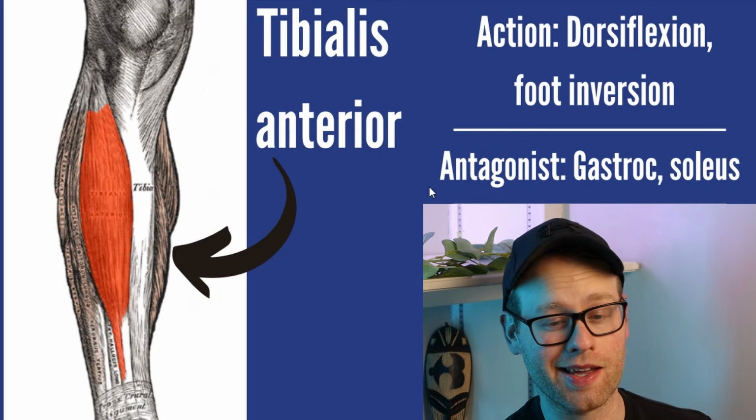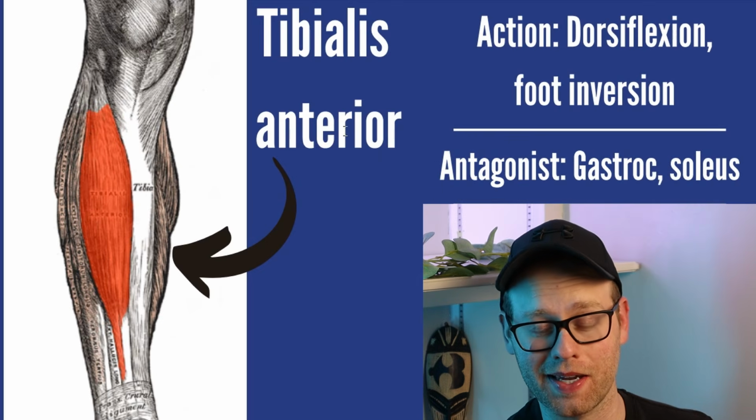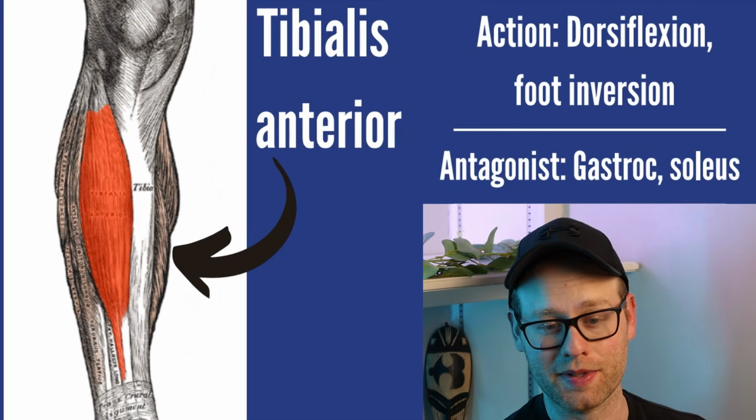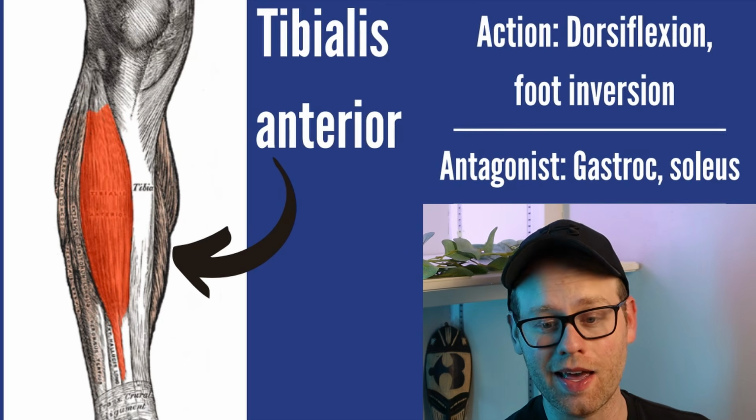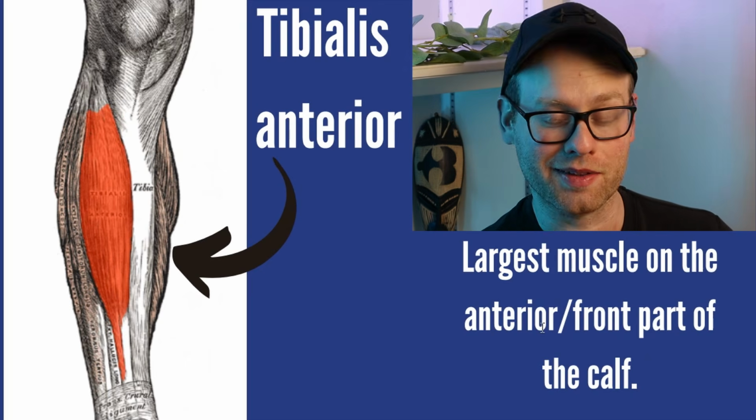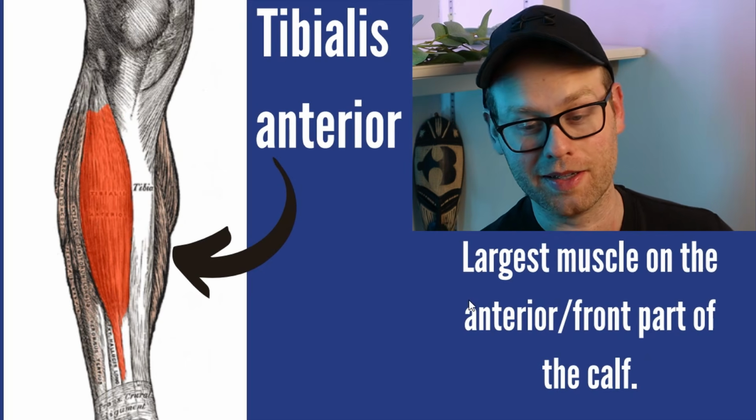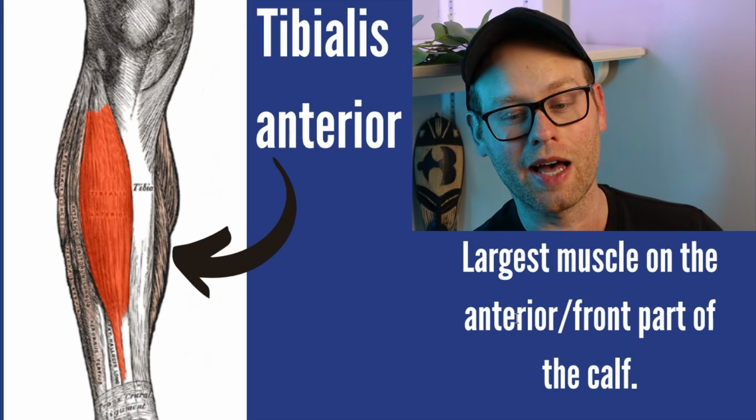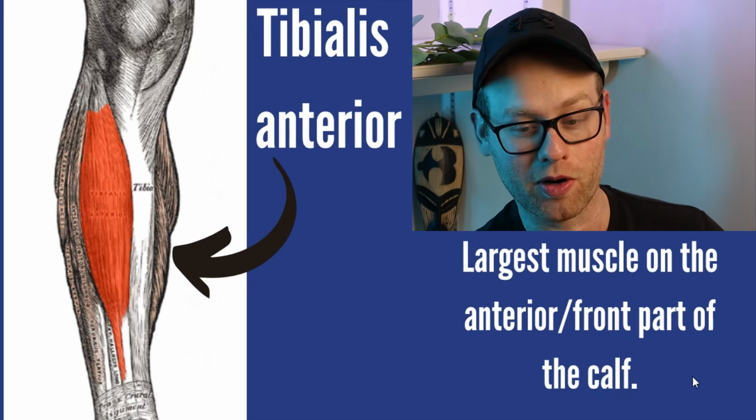And no surprise, the antagonist of the tibialis anterior is the gastroc or the soleus. Again, they're on opposite sides of the leg and they perform opposite movements. I guess I wasn't really all that creative with this fun fact, but yeah, the tibialis anterior is the largest muscle on the anterior or front part of the calf.